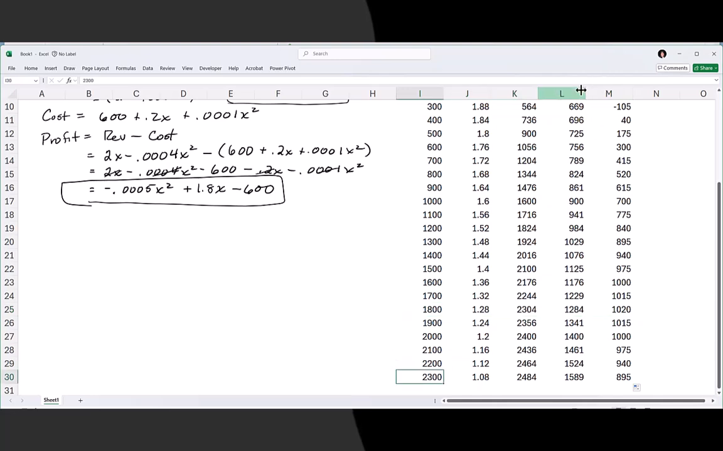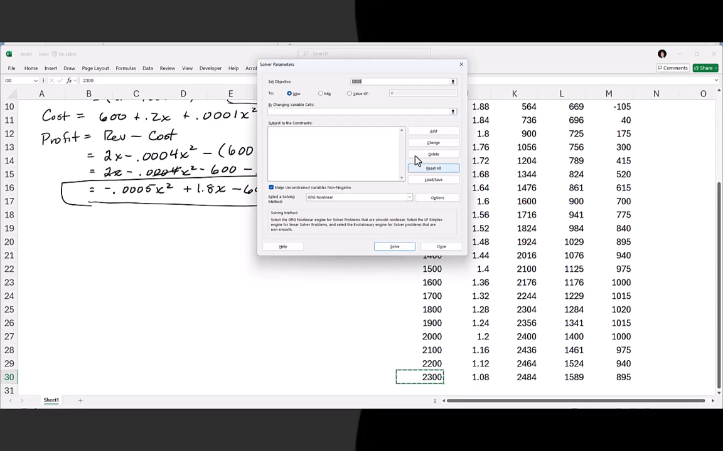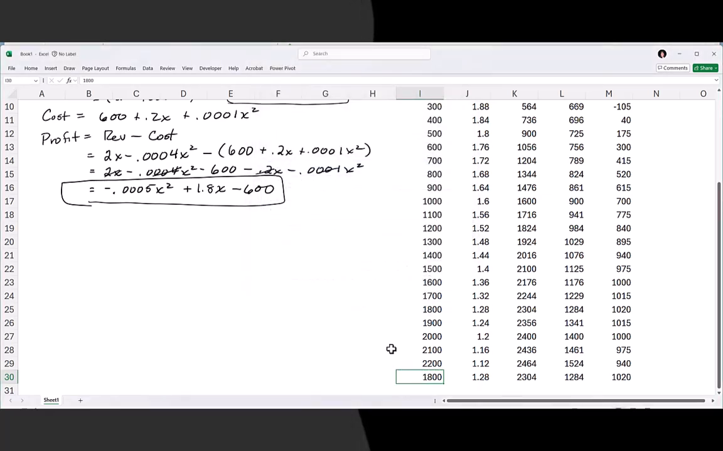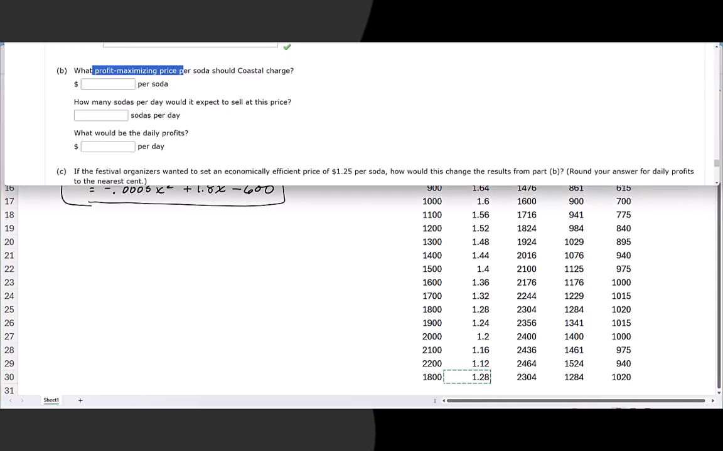Let me take this last row and pull up Solver and just double check to find out where the maximum happens. Set the objective. The objective is my profit to a maximum by changing the number of units. No constraints at the moment, except I don't want a negative number of sodas. And 1800 was the maximum, and they wanted to know what was the price per soda that would maximize the profit. And it looks like $1.28.